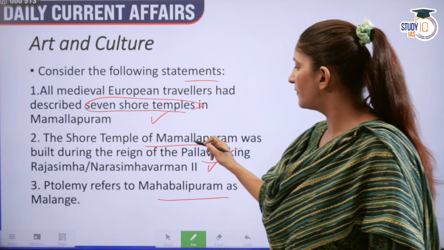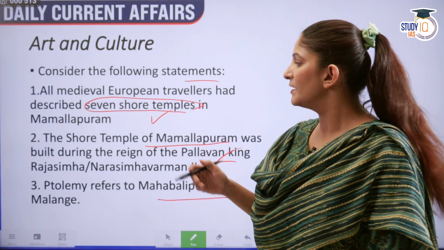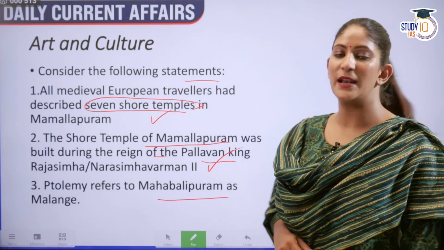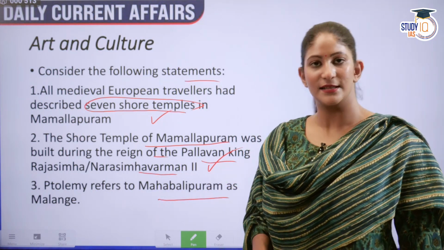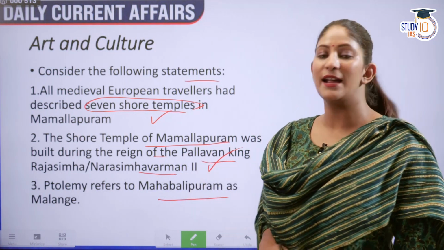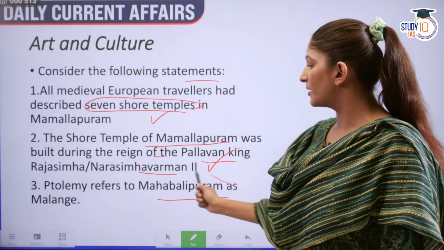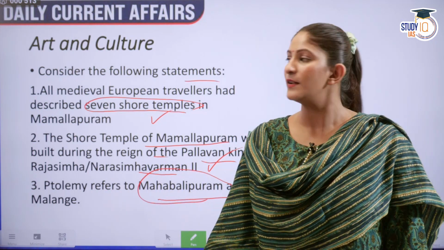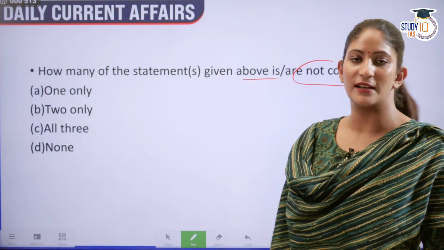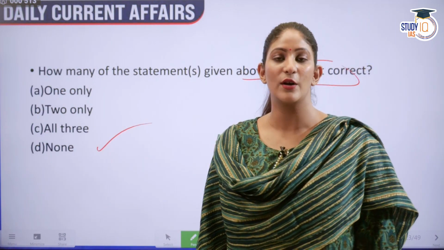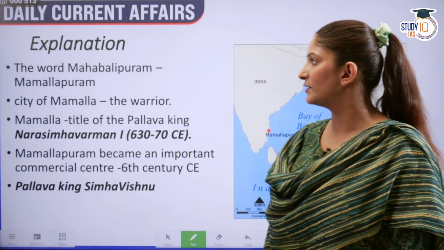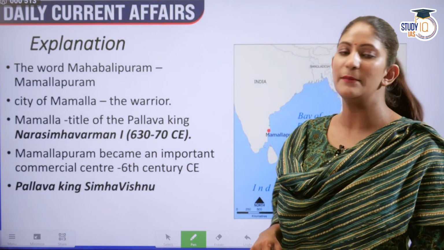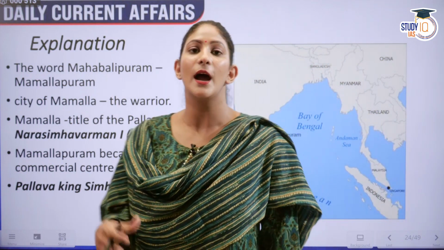The shore temple of Mahabalipuram or Mamallapuram was built during the reign of the Pallavan king Rajasimha or Narasimhavarman II. Second is also correct. And Ptolemy has referred to Mahabalipuram as Malange in his text. So first, second, third, all 3 are correct. None will be the correct answer, because we had to see how many of the statements are not correct. So the word Mahabalipuram comes from the word Mamallapuram.